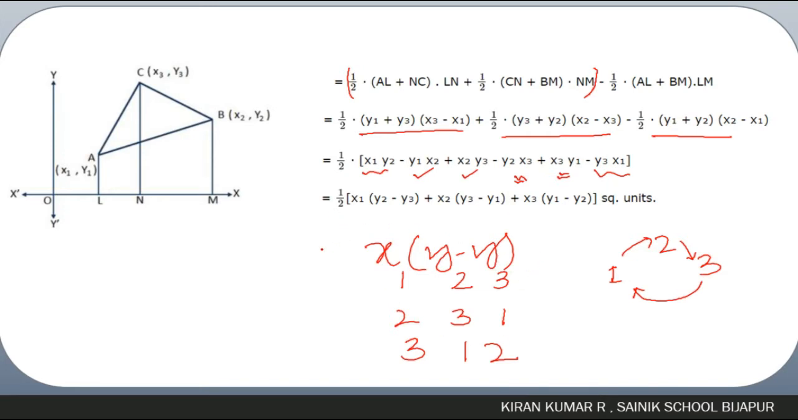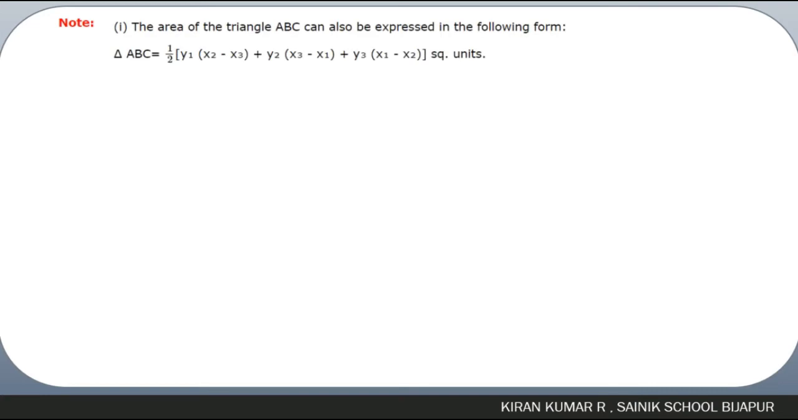Half should be considered and it should be multiplied by the sum of the terms over here. Note that the area of the triangle ABC can also be expressed in this manner. It is in terms of y now.